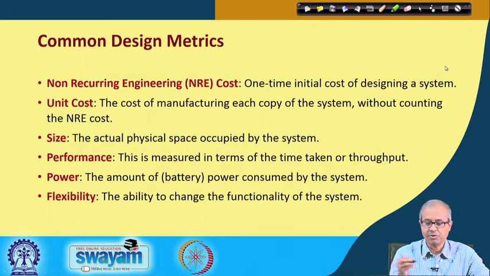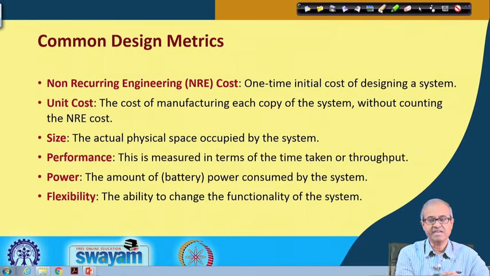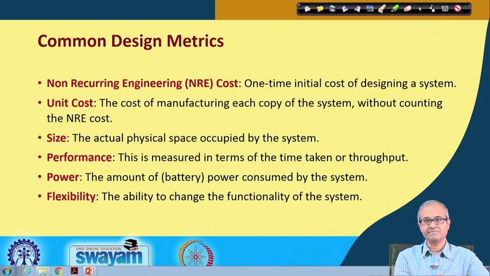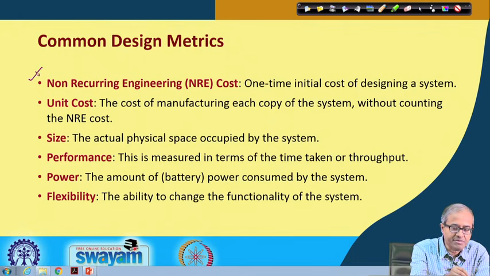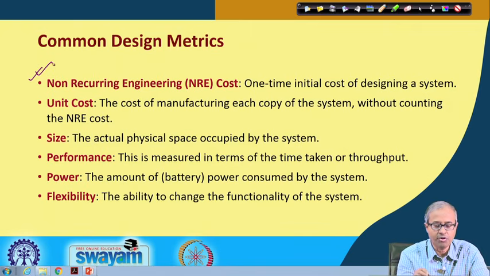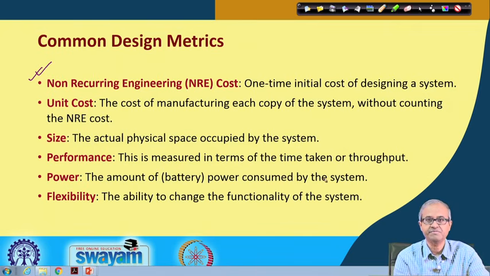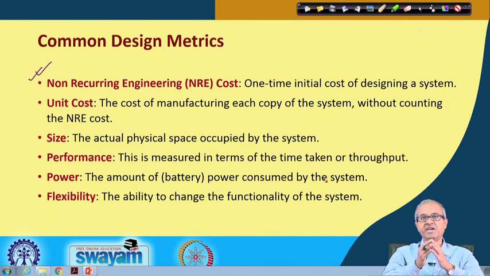Now, let us talk about some of the common design metrics that we talk about with respect to embedded system design. Okay? We are concentrating ourselves on the design of embedded systems only. First important parameter is called non-recurring engineering cost. Well, non-recurring engineering cost means this is some kind of initial cost. Like for example, let us take an example. Suppose you have an idea, a design idea.